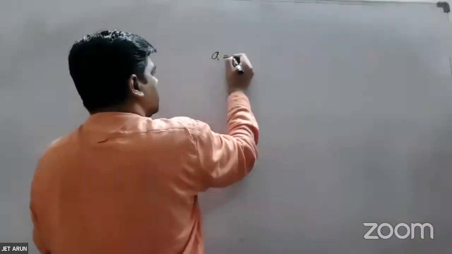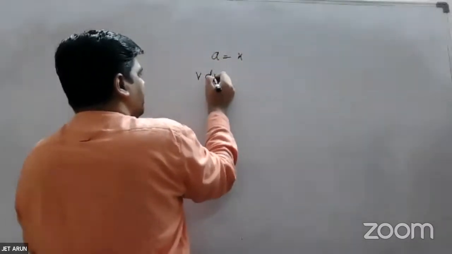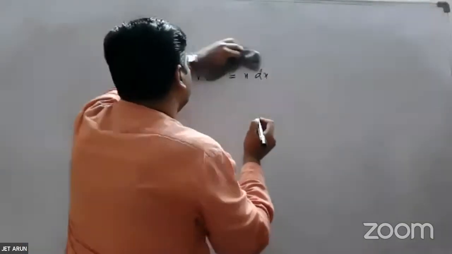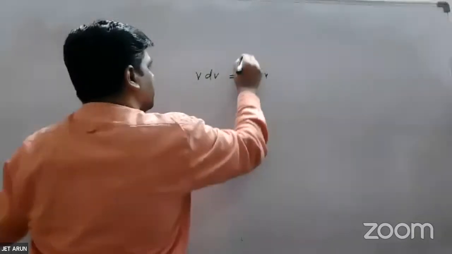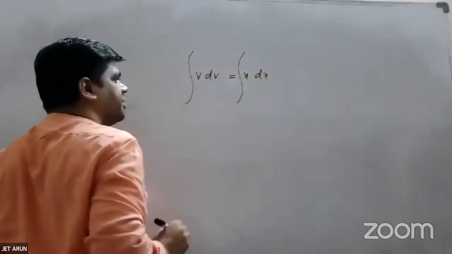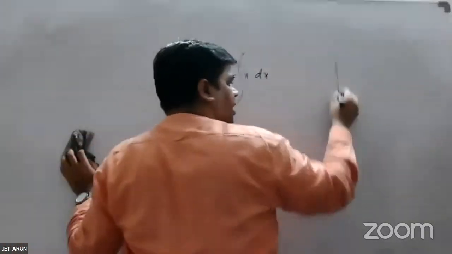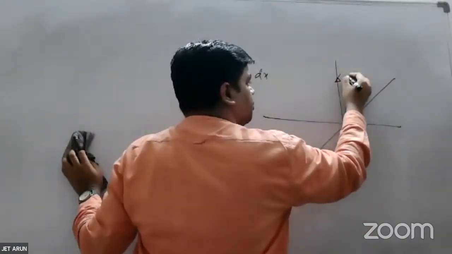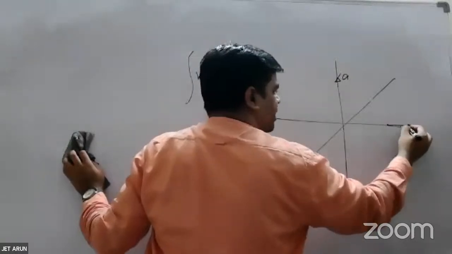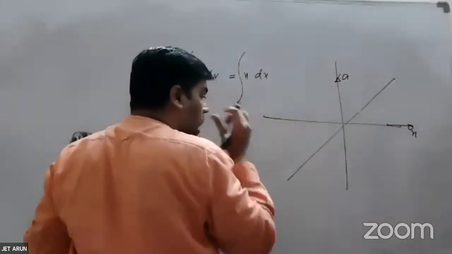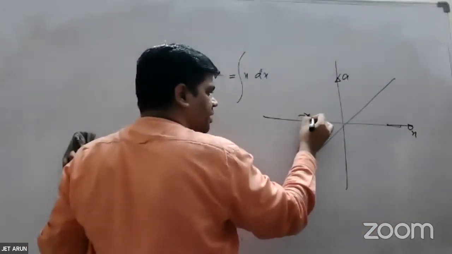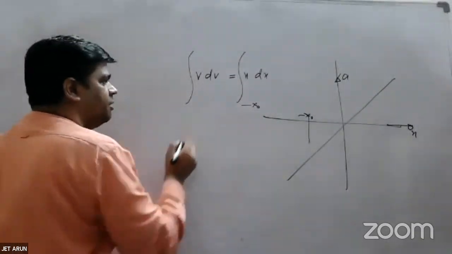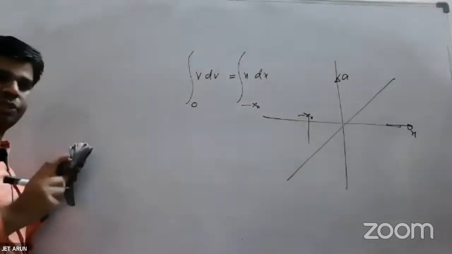a is equal to x. So v dv is equal to x dx. Integrate. From where to where? I'll plot the graph. V to v naught. No, that's not how you're supposed to say. That v to v naught is correct, but let's say I leave it at x naught. So I write at x minus x naught, my velocity is 0. That's how I'm supposed to read.